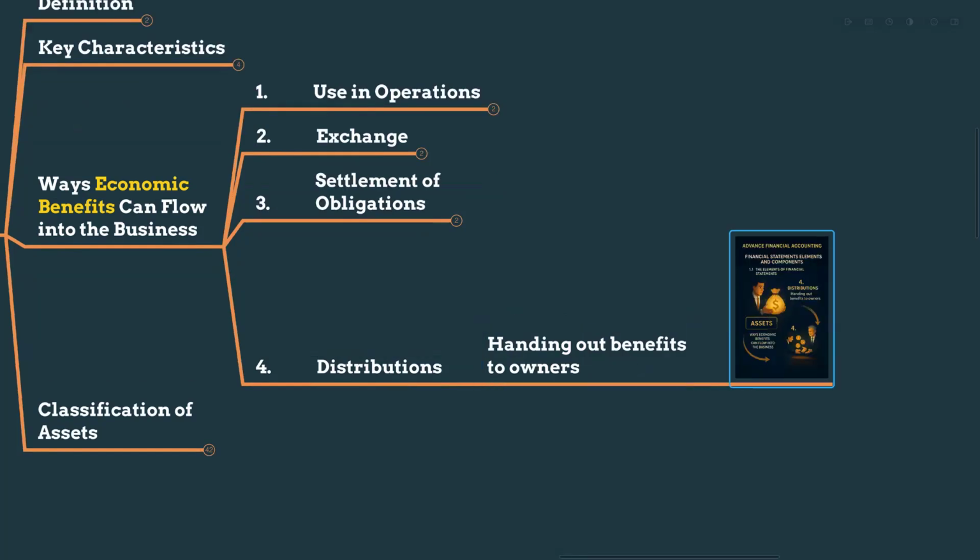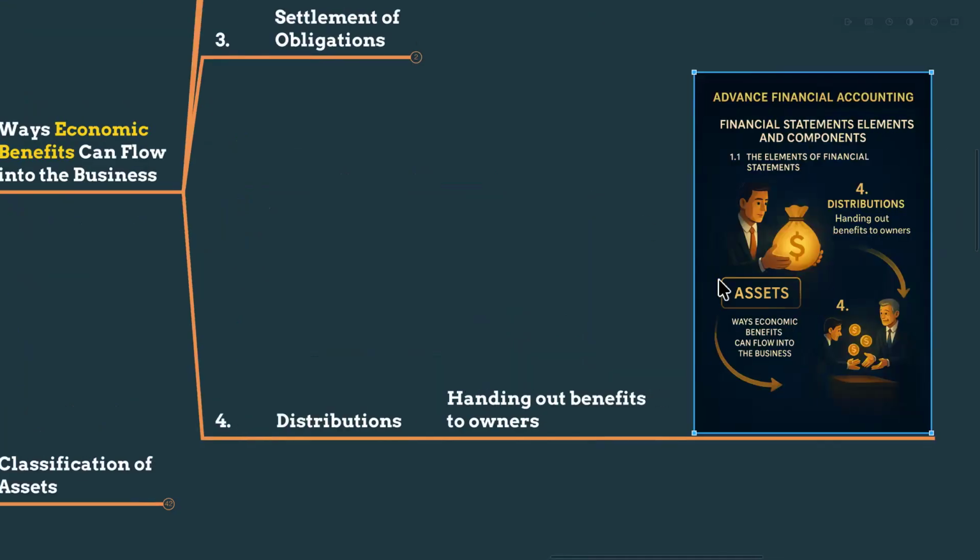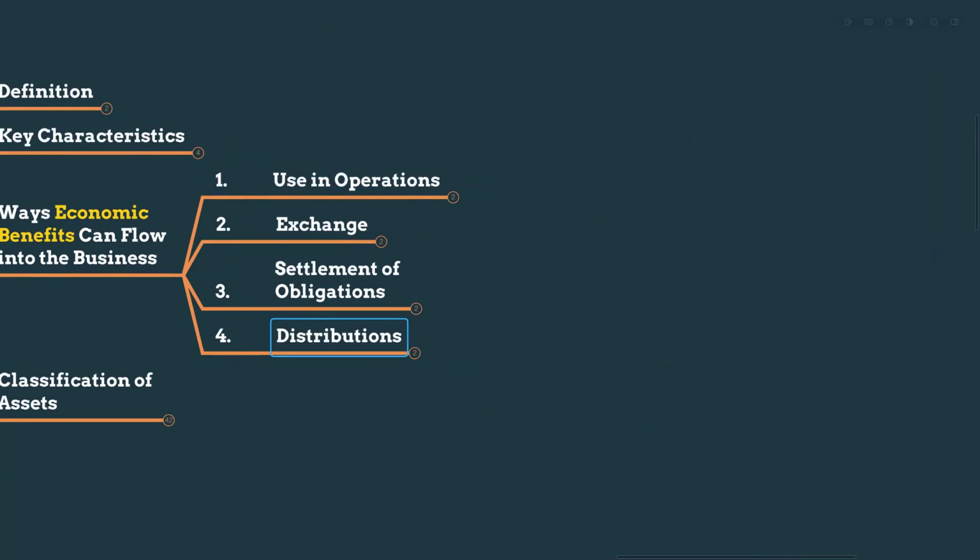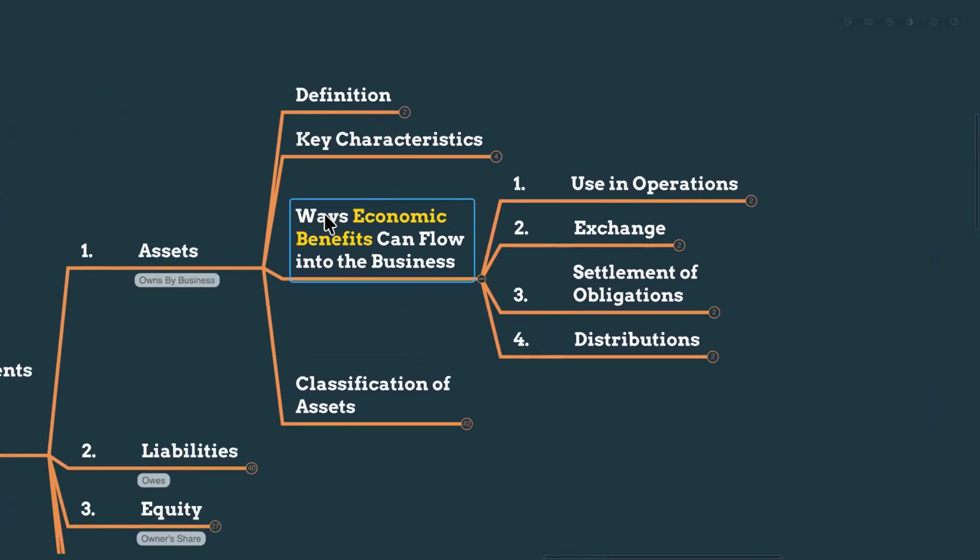As well as distribution. What is that? Handing out benefits to owners. Let's say you have a spice shop in the Kandy area and you are withdrawing, let's say, rupees 50,000 from the business for your personal use. It means it is distribution. For the owners, it is distributing some money. We call it drawings, right? So these are the ways, my dears, the economic benefits can flow into the business, right?